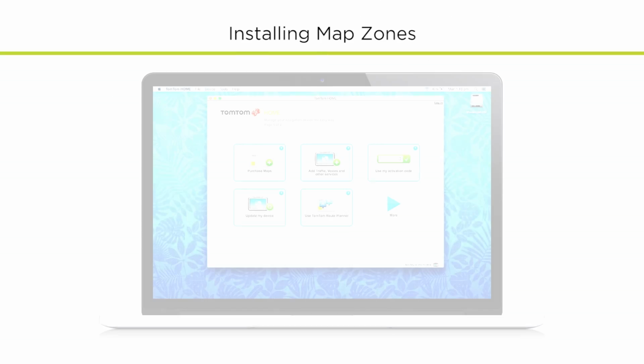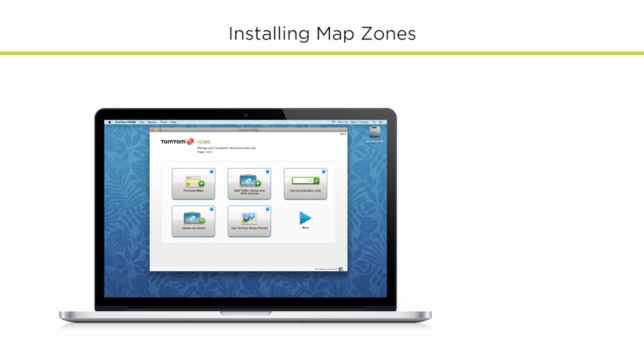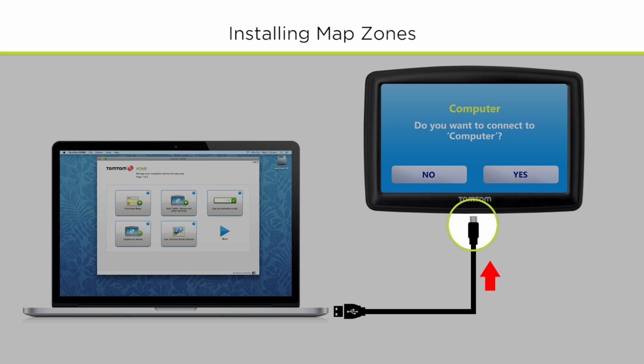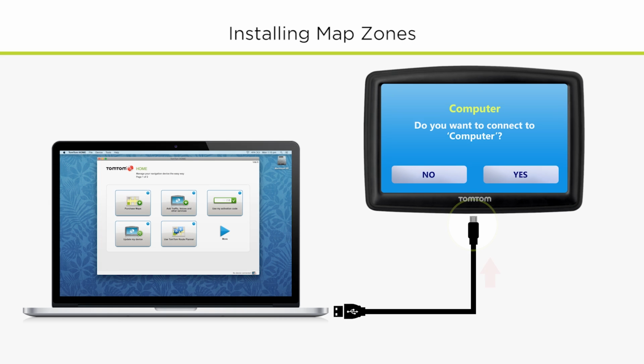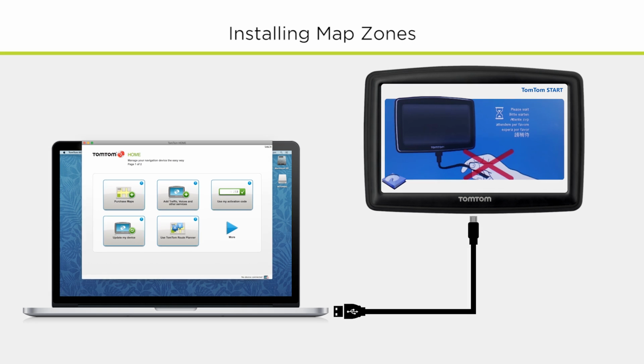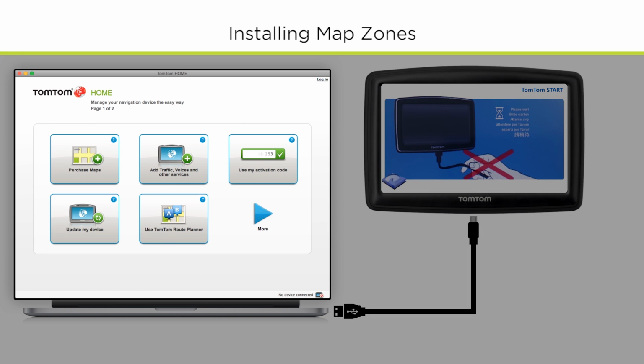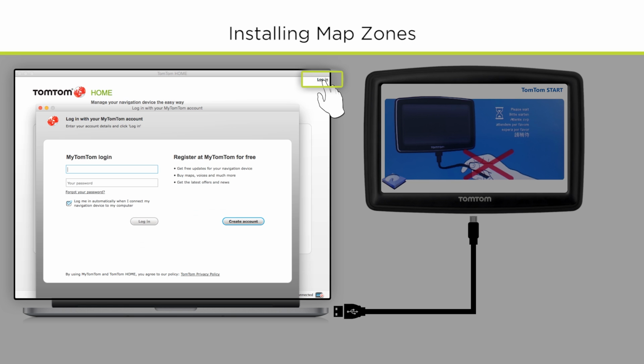To install a map zone, start up TomTom Home and switch on your navigation device. Connect your device to the computer, and if your device asks if you would like to connect the computer, make sure you tap yes. On your computer screen, log into TomTom Home. You can do this by using the login button at the top right of the screen.